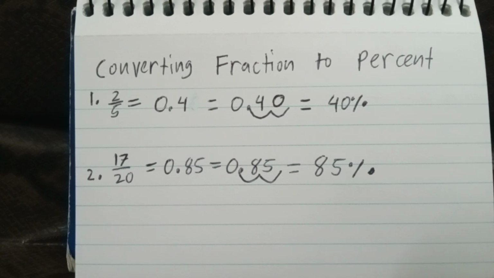And for number 2, 17 over 20, you have to turn it into a decimal and move the decimal point 2 times to the right. And after moving the decimal point 2 times to the right, you have to remove the 0 and place a percent sign on the right side of the number. So that will give you 85%.